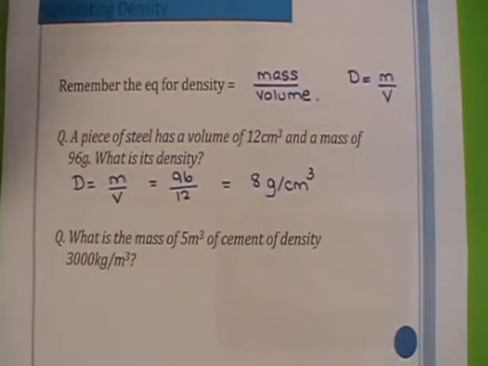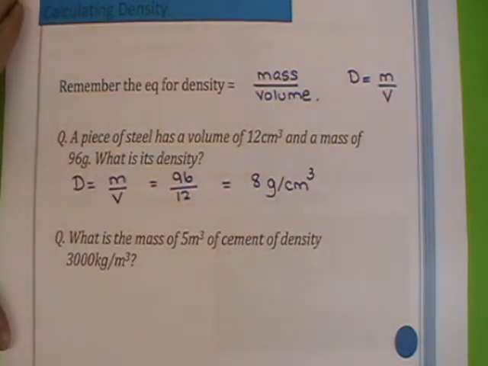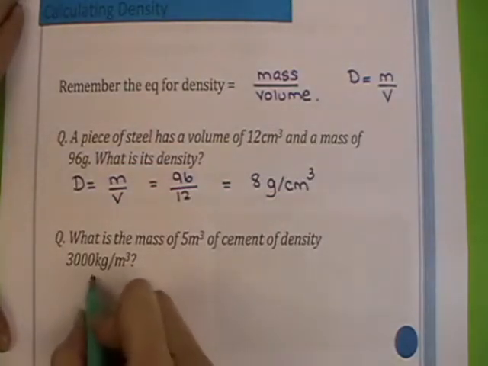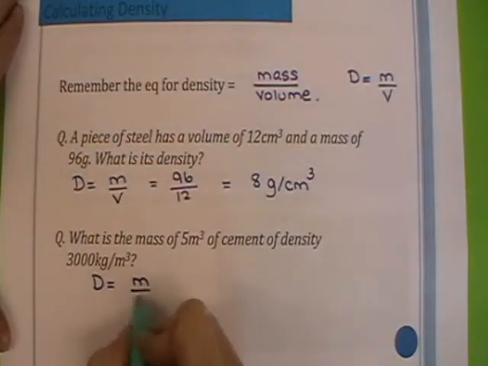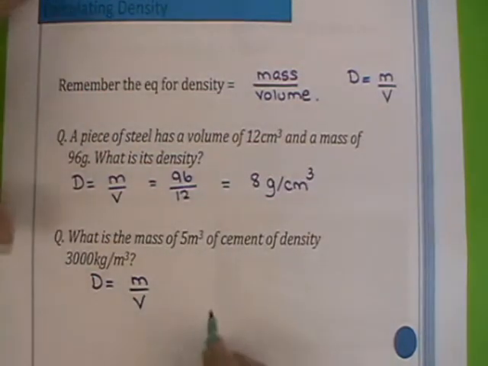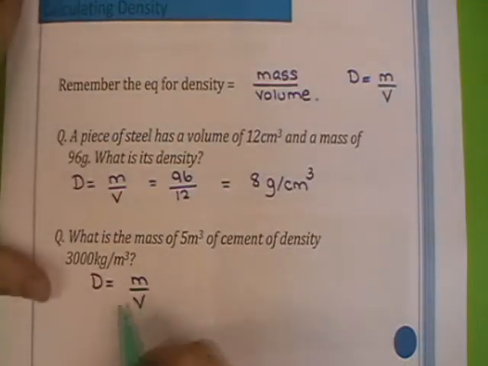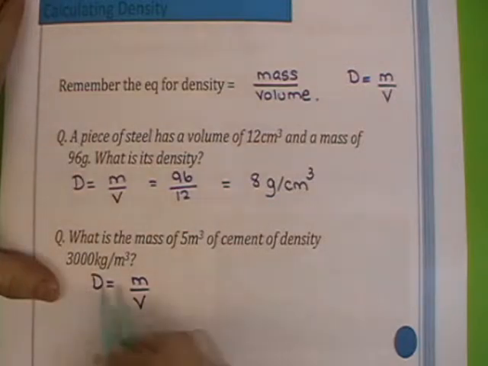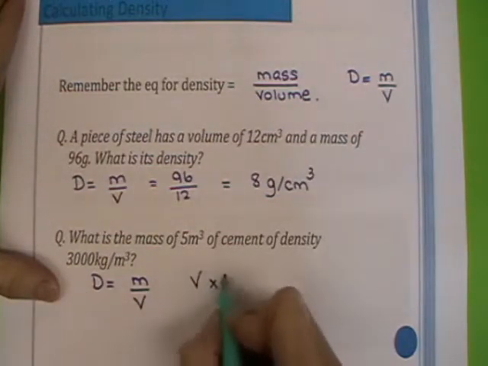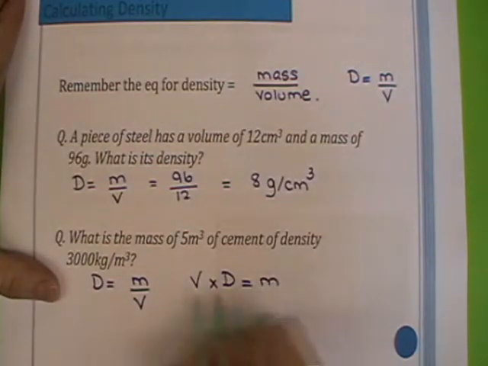What is the mass of 5 metres cubed of cement, which has a density of 3,000 kilograms per metre cubed? Again, you can stop the podcast at any time and try out these questions yourself. So we'll have to give this a wee go. Write down the equation. Now we need to find mass, so we need to rearrange this equation. To rearrange this equation, you must multiply both sides by V. And when you do that, the V's on this side cancel out. So you get V times D is equal to M.